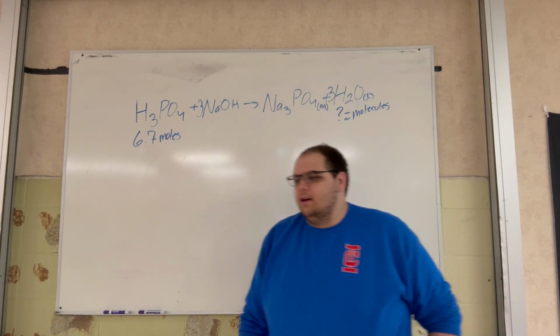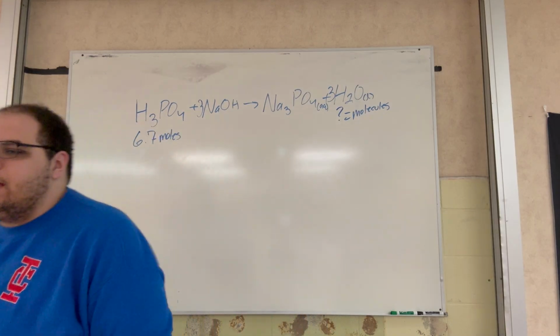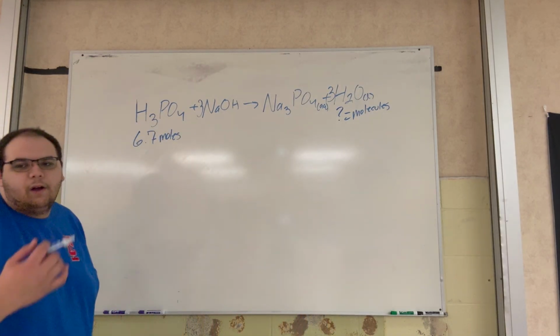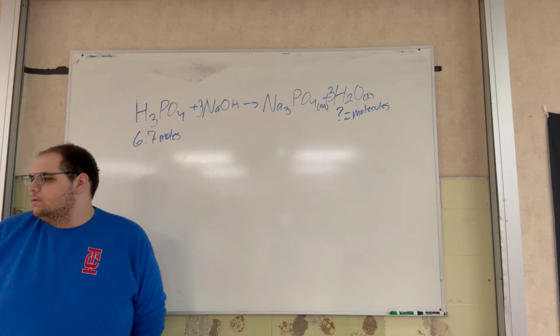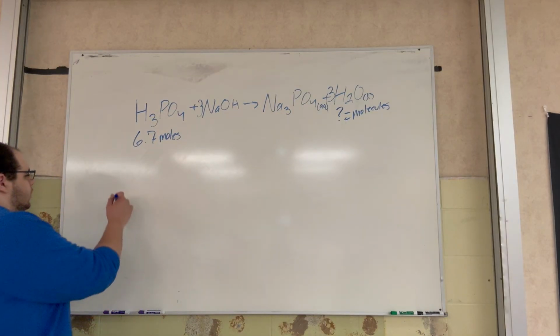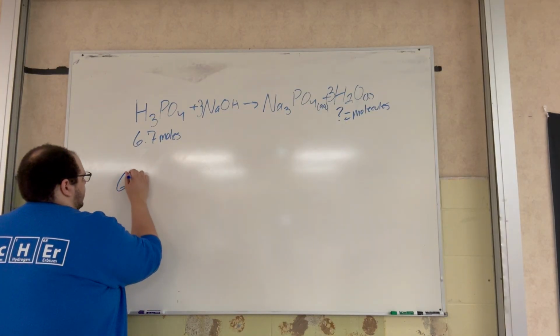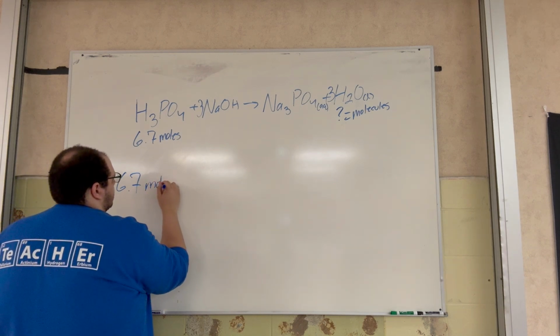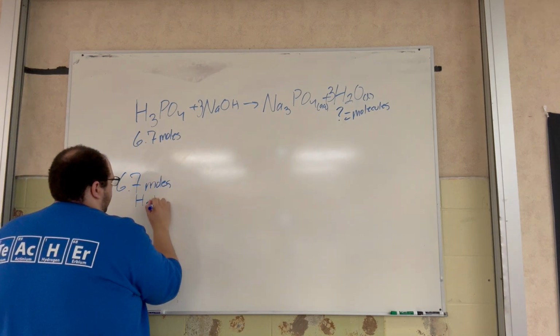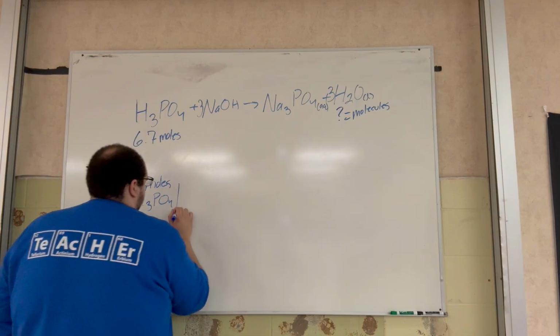All right, hey, let's make our grid. Making my grid. What am I going to start with? What do I always start with in my stoichiometry grids? With my given. So we're always going to start with 6.7 moles of H3PO4.